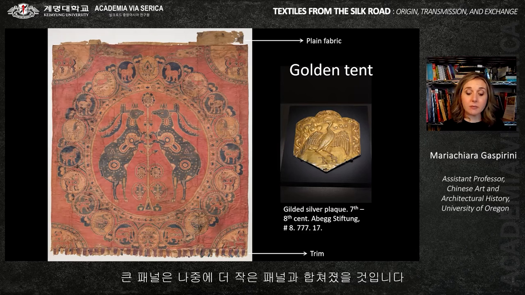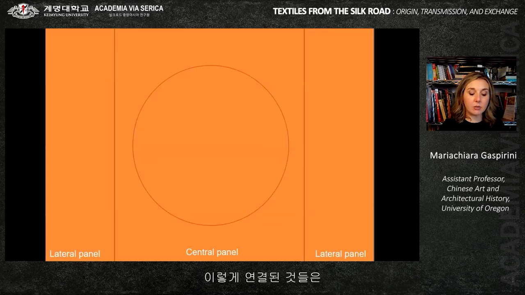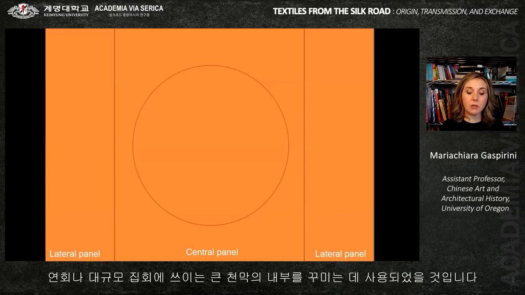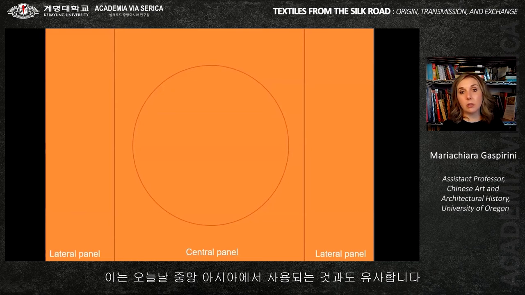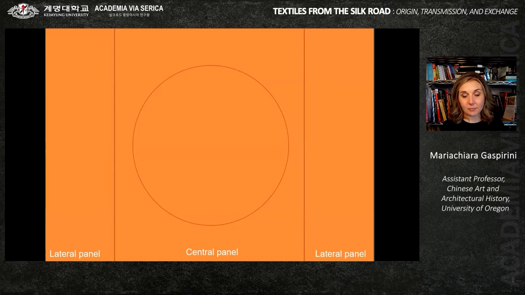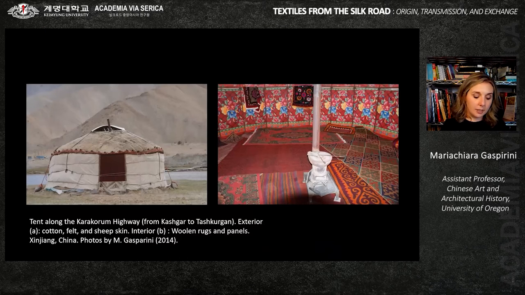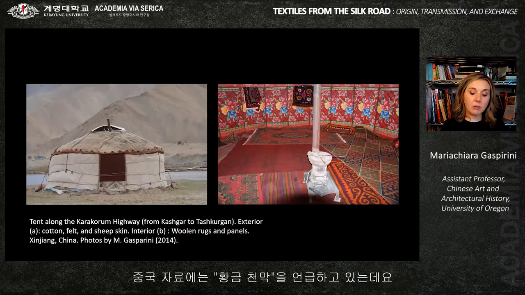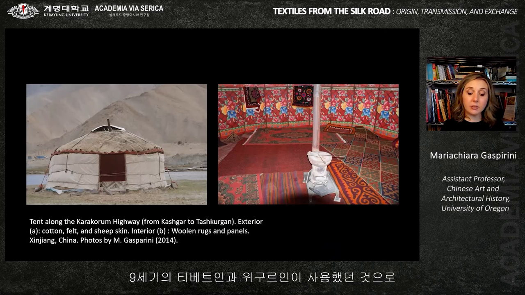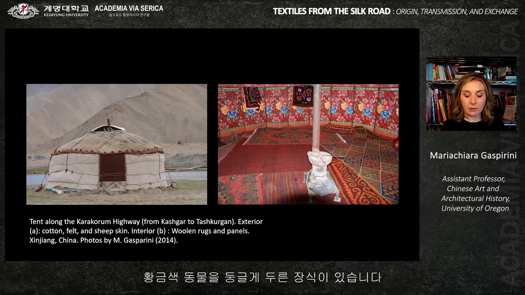Large panels would have been combined with later narrow panels and, as organized together, might have composed the interior of a large tent used for banqueting and great assemblies, similar to those still in use today in Central Asia. Chinese sources mention a golden tent that both the Tibetans and the Uyghurs used in the 8th and 9th centuries that was decorated with golden animals cast in the round.